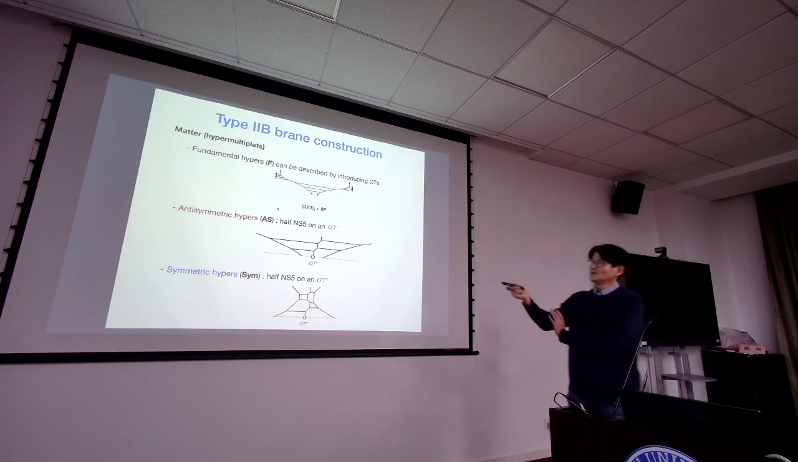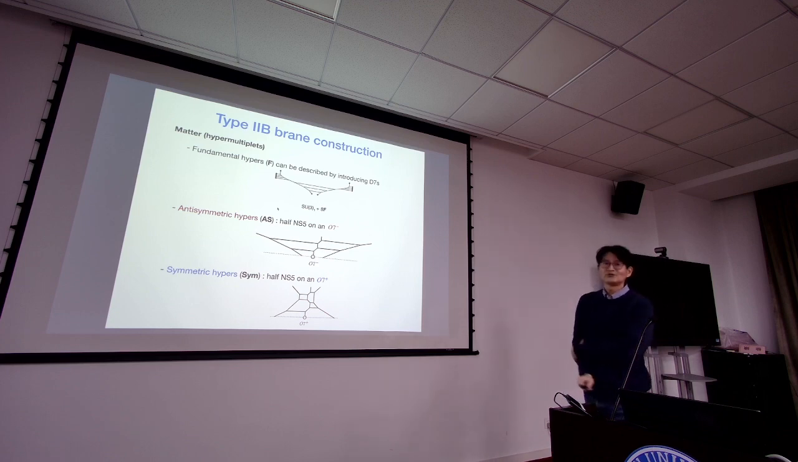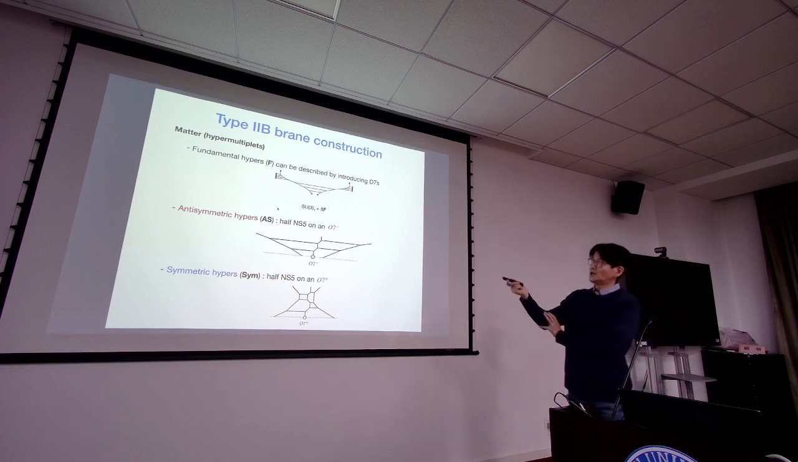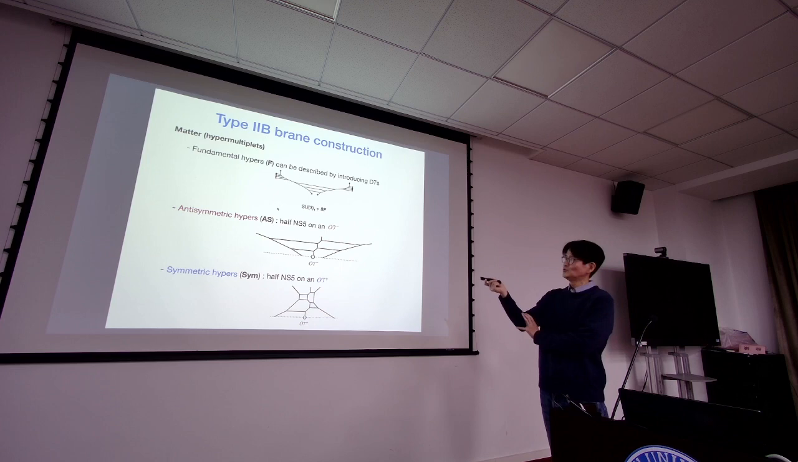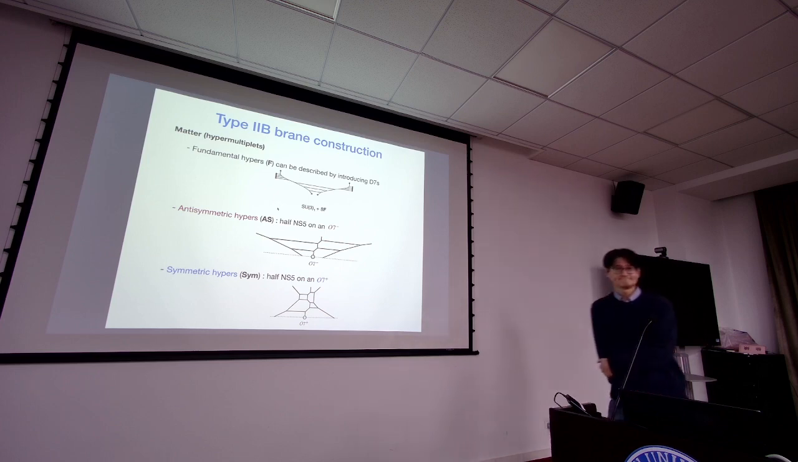An antisymmetric hypermultiplet is also described by introducing an O7-minus, with half of a 7-brane stuck on the middle of this O7-minus. For example, this theory has 1, 2, and 3 compact faces, so it's a rank 3 theory. For example, it will be like SU4 with some particular Chern-Simons level with 1 antisymmetric hypermultiplet.